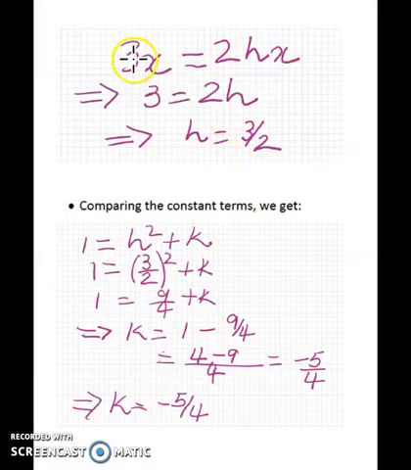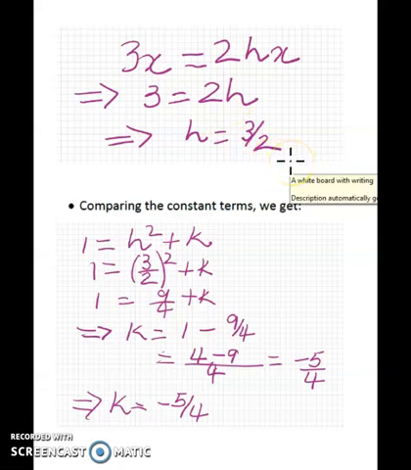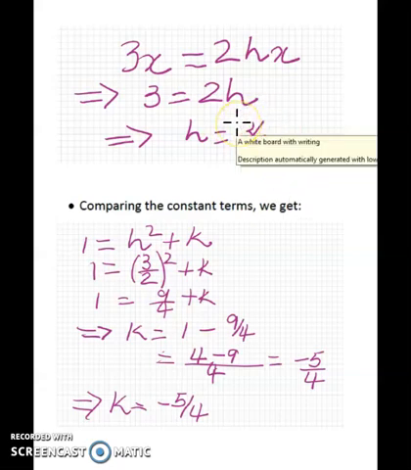Alright, so you take the 3x and compare the 2hx. Your 3 is equal to 2h. Your h is equal to 3 on 2, or 1.5. Try our best to keep this in fraction form.